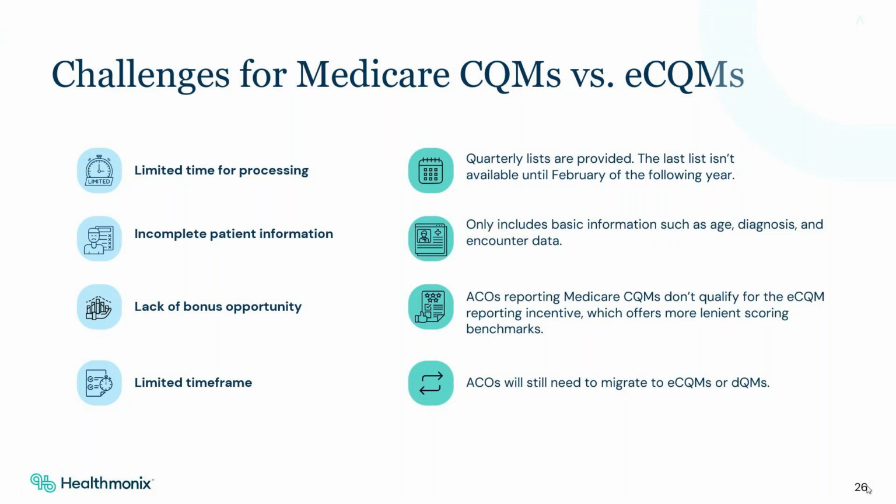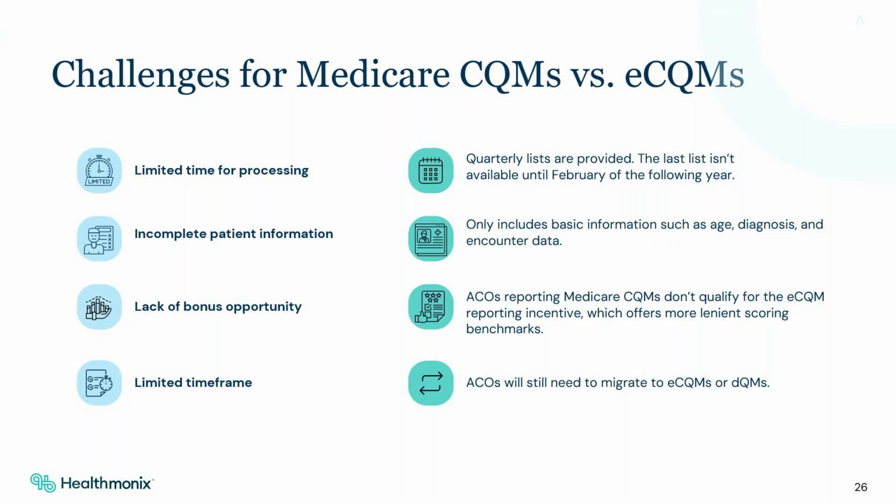Incomplete patient information, so it doesn't include things like age, or it only includes age, diagnosis, and encounter data. It's not including any of the numerator data, patient visit data, and things like that. It eliminates the ability for you to get that extra eCQM reporting incentive. We do have the benchmarks for Medicare CQMs changing in the future. Steve was talking about the flat benchmarks and so forth. But comparing CQMs to eCQMs, the benchmarks are astronomically different.